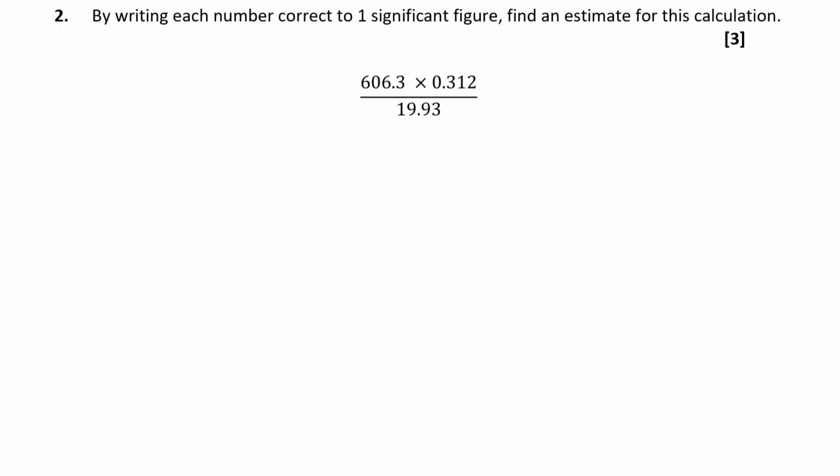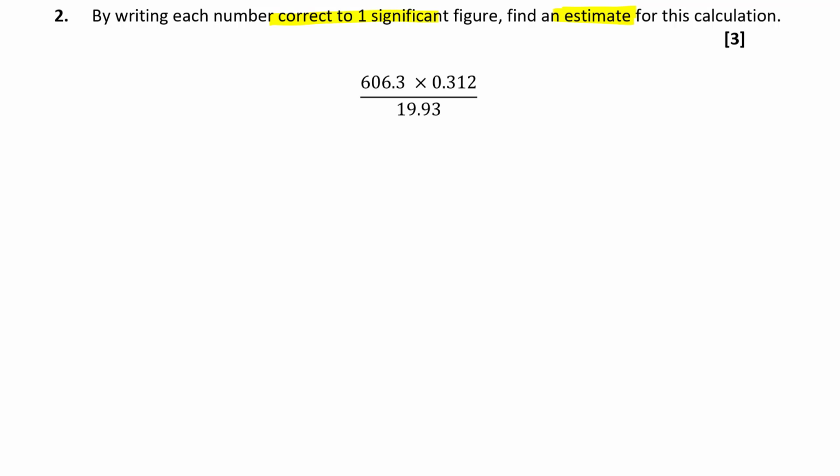Question 2. By writing each number correct to one significant figure, find an estimate for this calculation. Now it's really important that you read these sentences above the calculation. Some people just see the calculation and start focusing on that straight away, and they won't read the sentence that goes above it. You really need to make sure that you do. This one is giving you some very clear instructions. They're asking you to estimate. I've actually given you more information than they need. They don't normally tell you this bit.